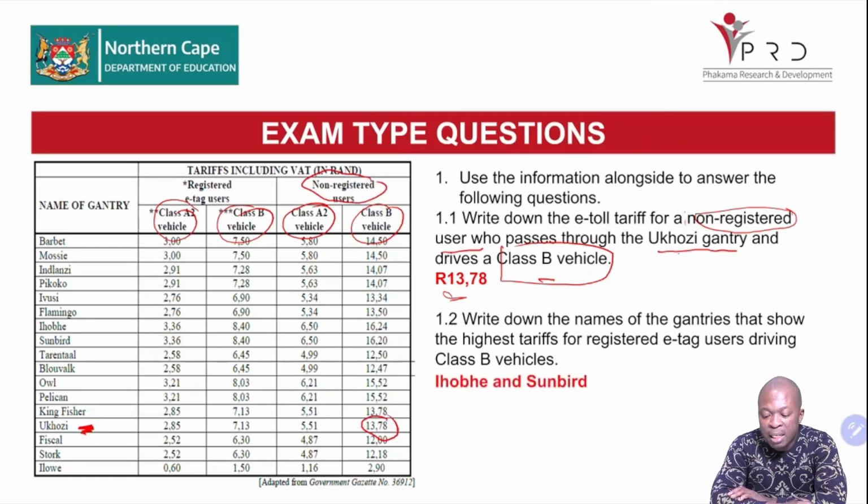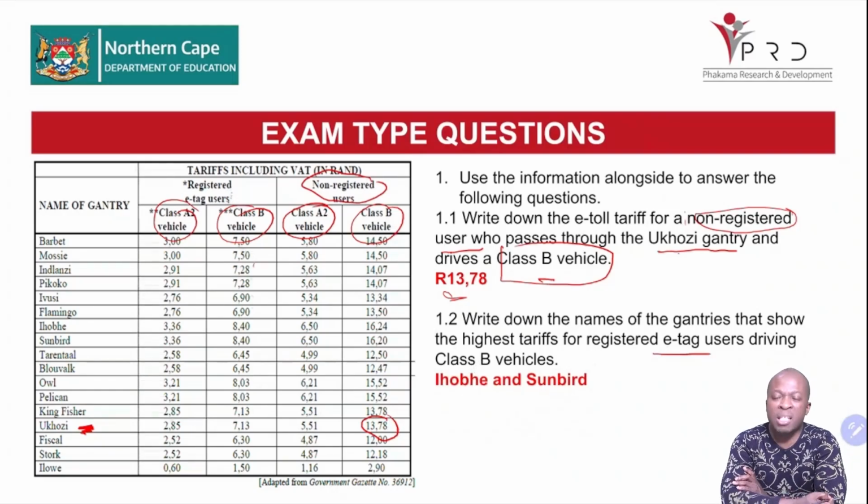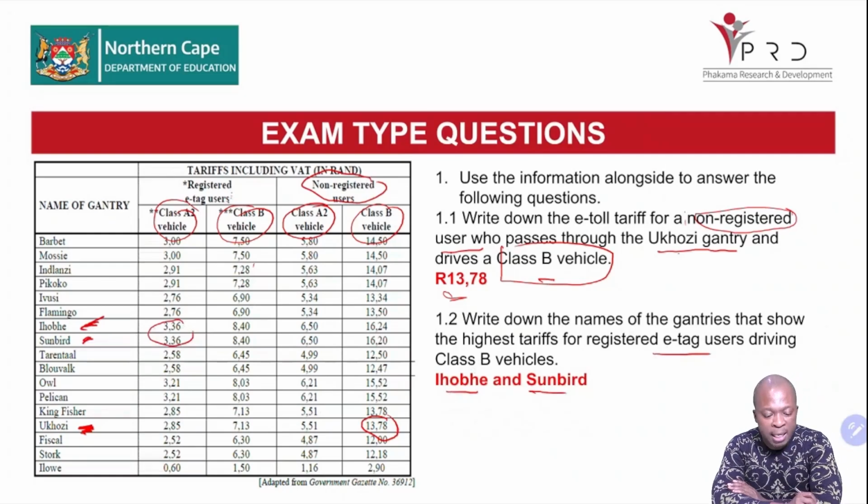Write down the names of the countries that show the highest tariffs for e-tag users driving class B. So it means that here we have e-tag users, class B. We want the most expensive tariff. So where are the countries? We have Ibobe and Sunbed. Let's look at Ibobe. I hope you can find Ibobe and Sunbed. There is Ibobe. Let's look for Sunbed. Have you managed to find it? It is following next. Do you see them, my learners? They both are the ones which are the most expensive.